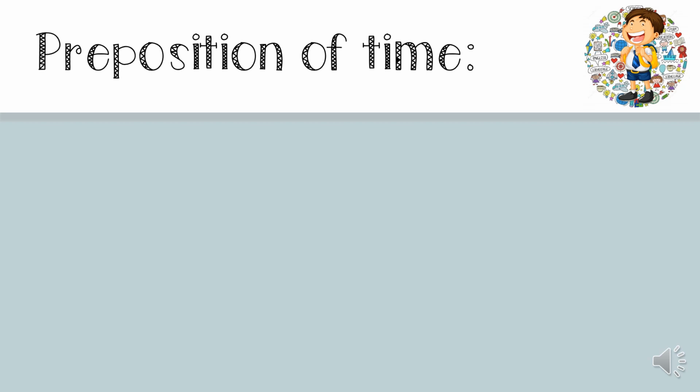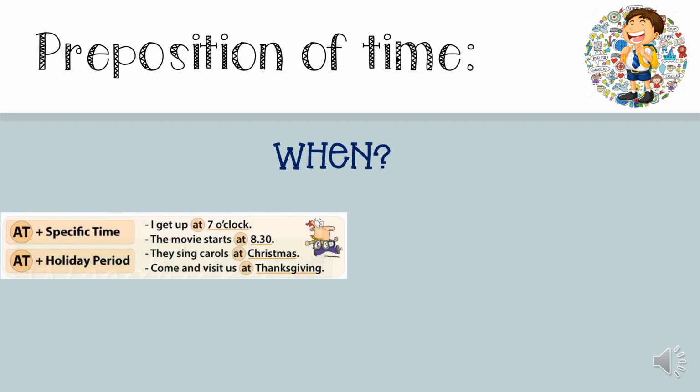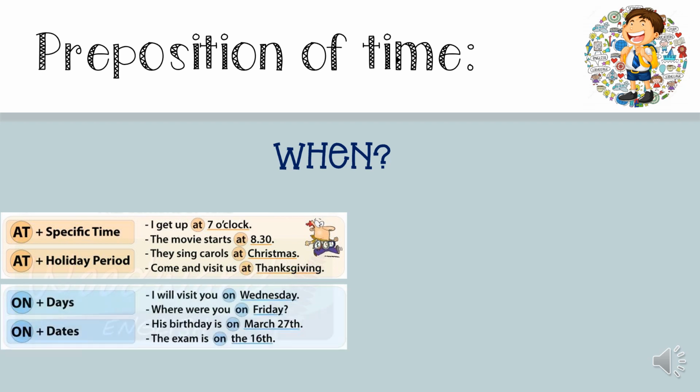The next preposition is the preposition of time. Time tells you when something happens. The first preposition of time is the word at. We can use at with a specific time or a holiday period. For example, I get up at 7 o'clock, or they sing carols at Christmas.